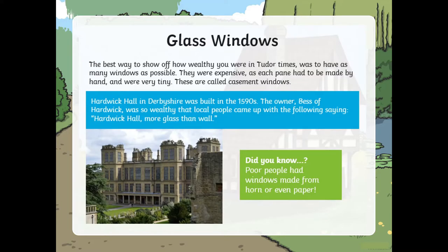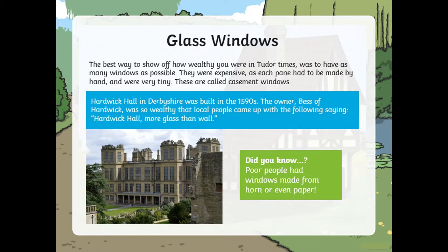Glass windows. And the best way for the wealthy to show off in Tudor times was to have as many windows as possible. They were expensive as each pane had to be made by hand and were very tiny. These are called casement windows. Hardwick Hall in Derbyshire was built in the 1590s. The owner, Bess of Hardwick, was so wealthy that local people came up with the following saying, Hardwick Hall, more glass than wall. So the windows and the amount of glass also showed how wealthy a person was.